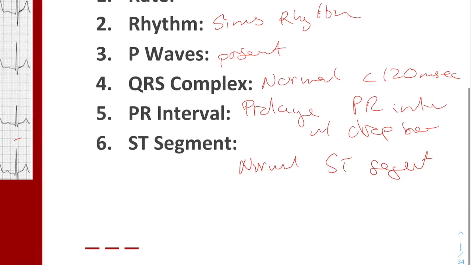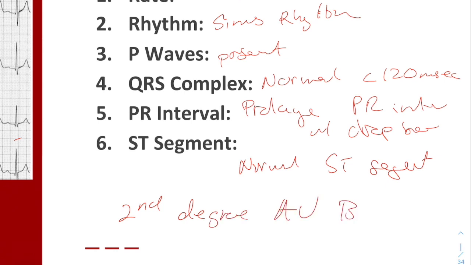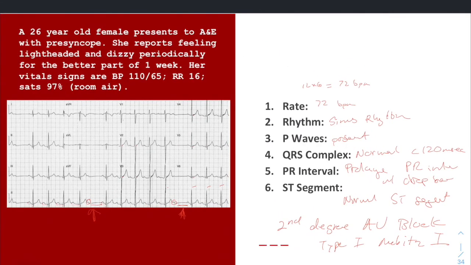And then what we have here, sorry, my handwriting's horrible, is actually a second degree AV block. And it's type 1, or Mobitz 1, Wenckebach.